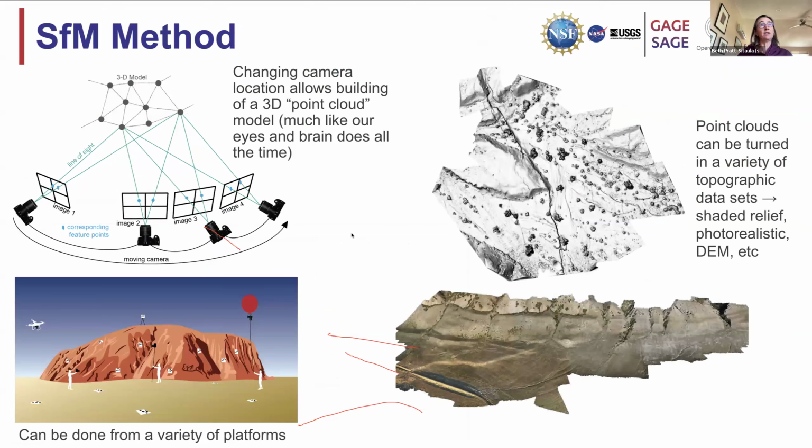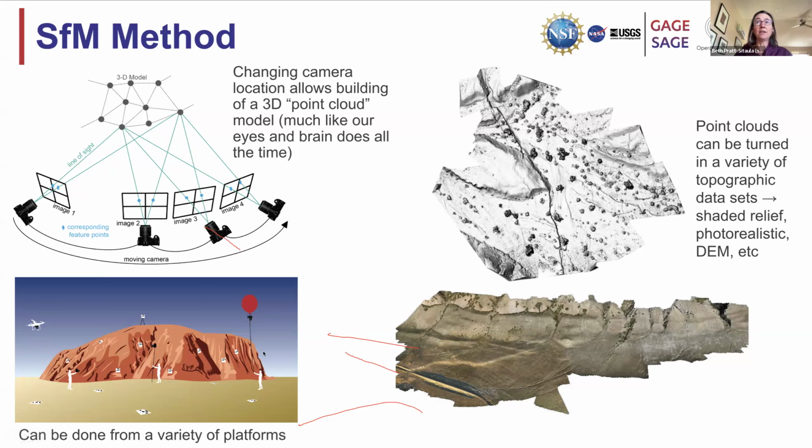Within the structure from motion method, this is the idea that you move the camera, like where you take pictures, but you have overlap between the different images, and that helps you to build a 3D model called a point cloud, which is pretty much like what our two different eyes do, and then they're in different places, and then we can make a 3D model in our brain. This can be done from a variety of platforms. A lot of people are familiar with drones or UAVs, but it can also be handheld or on a stick. Handheld works really well for intro level students, or people getting started.